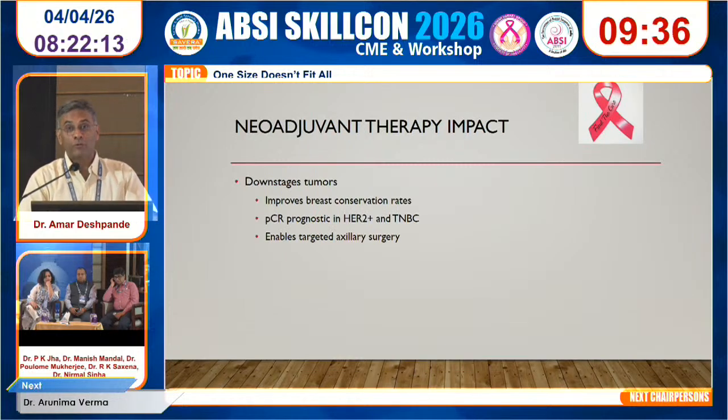Neoadjuvant chemotherapy we are using to downstage the tumors, especially the more aggressive ones, and we know that triple negative tumors or HER2 positive tumors are more likely to respond very well to the neoadjuvant chemotherapy. We can even see a complete clinical response and complete pathological response as well. It also enables us to do targeted axillary surgery. The standard treatment at the moment for a positive axilla after NACT is axillary lymph node dissection, but we are exploring the other options as well. Targeted axillary dissection, etc., etc. So we have got other options, and soon that will be tailored to each patient's need as well.